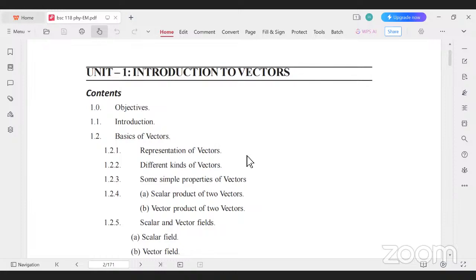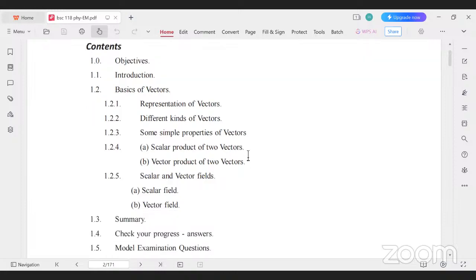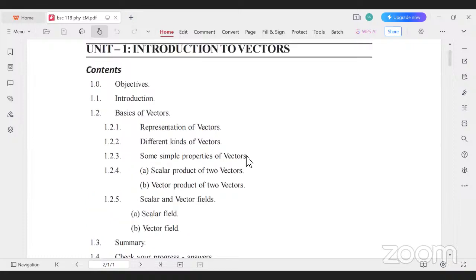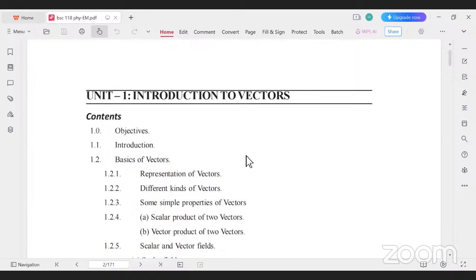For you people, no need to teach line by line like school level. You need to understand the basics of the topics and the depth of the topic, why we are studying it. Why are we studying first the introduction to the vector? So what is a vector? Please, can anybody tell me what is a vector? Already you have studied in your school level, intermediate level also. Tell me what is a vector? Anybody can answer?